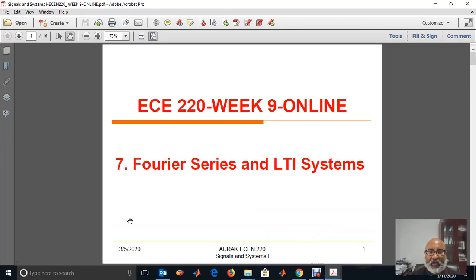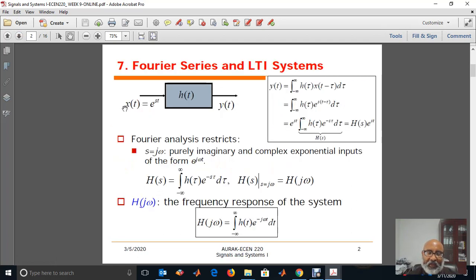Good morning, students. Today we will see the relationship between Fourier series and linear time invariant systems. More specifically, we will see if we have a periodic signal x of t as an input to a system, how do we calculate the output y of t without doing convolution? Before that, let us study what the frequency response of a system is.